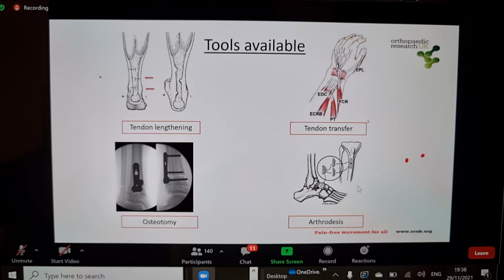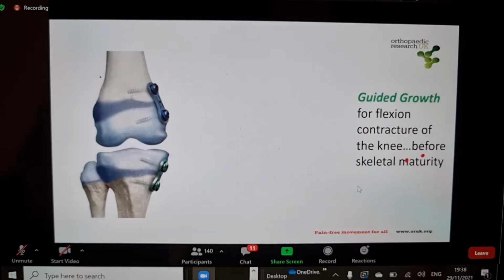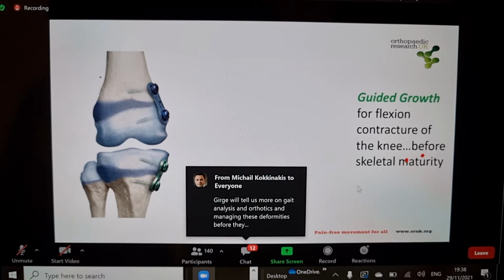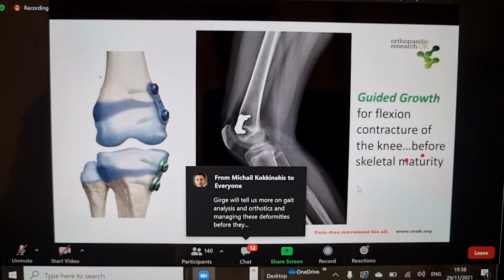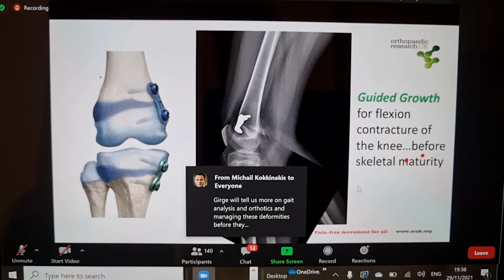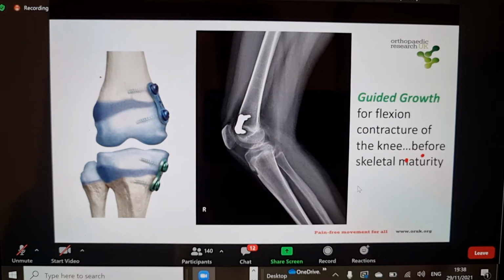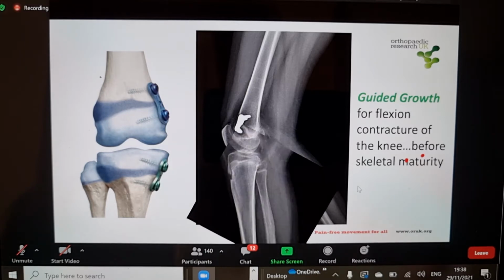But bear in mind also guided growth. Guided growth is a really useful part of single event multi-level surgery. It's normally minimally invasive surgery, I guess you could call it, for angular deformities, for correcting varus and valgus. But we find it really useful for correcting knee flexion deformities, as you see here, by positioning the 8 plate in the anterior part of the distal femur. It does this by essentially slowing growth at the front of the growth plate whilst allowing it to continue at the back. So this is really useful for a flexion contracture of the knee, minimally invasive. The correction rate is less than 1 degree a month though, so it's slow.